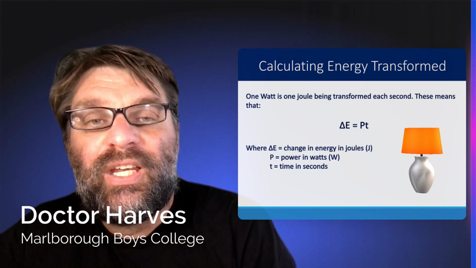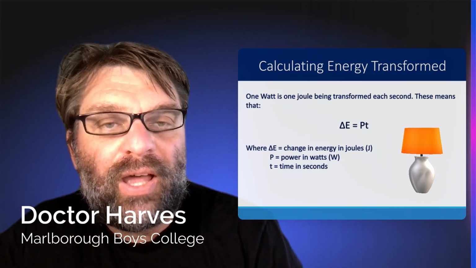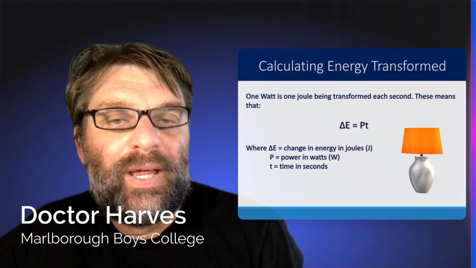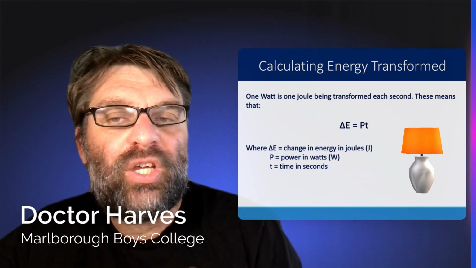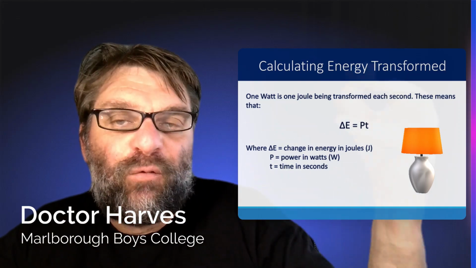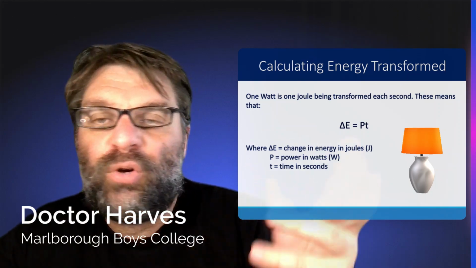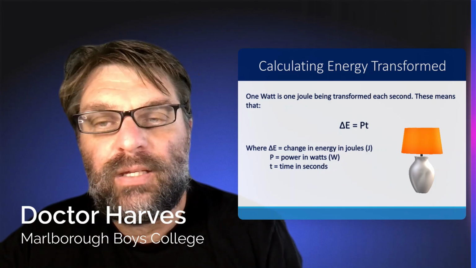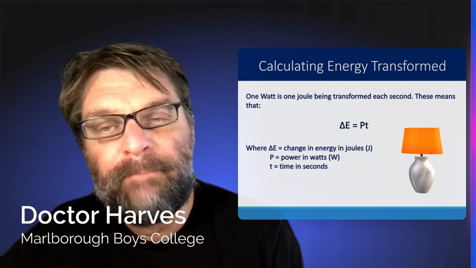So that means the change in energy is going to be the power times the time it's actually doing that transformation. Okay, so the change in energy from electrical energy into some other form of energy is in joules. Power, of course, is in watts, and time is in seconds. Okay, so you might get some questions about that.